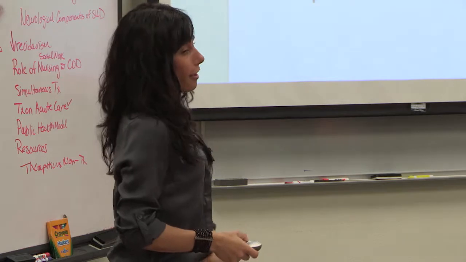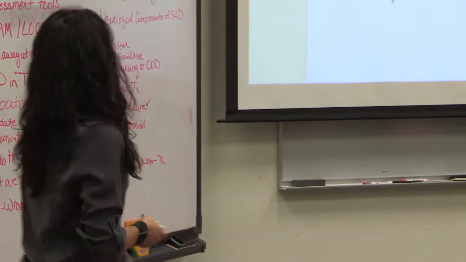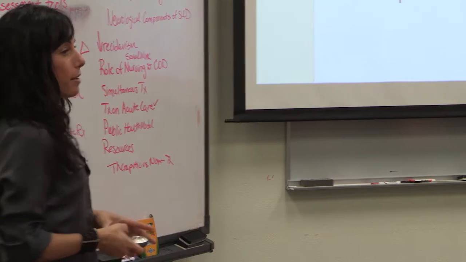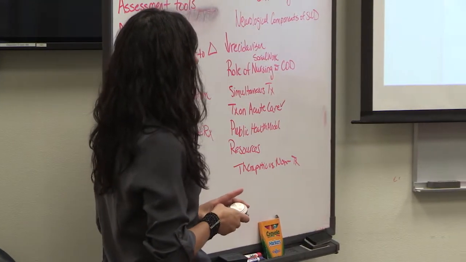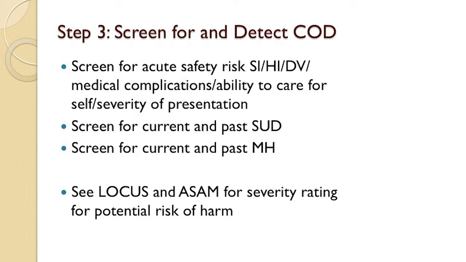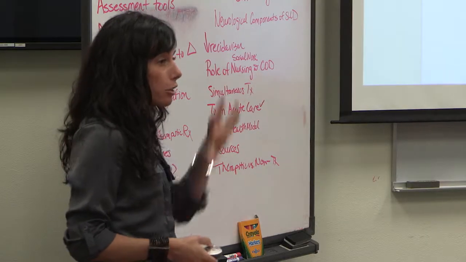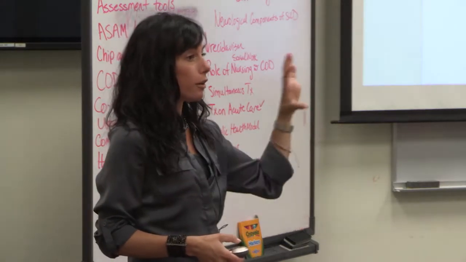So picking up right where we left off with screening. Step 3 of that 12-step assessment process: screen for and detect co-occurring disorders. And when we talk about co-occurring disorders, we don't want to forget that the co-occurring mental health disorder is also an important factor, as is risk. So we need to pay attention to the fact that we are also looking for risk factors. So suicidal ideation, homicidal ideation, medical complications, functional impairment or the ability to care for oneself, the severity of their presentation, domestic violence, all of the factors that are also going to need to be put into our LOCUS evaluation.